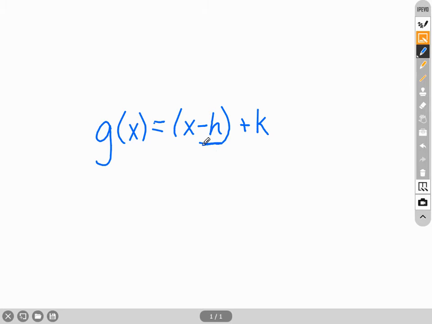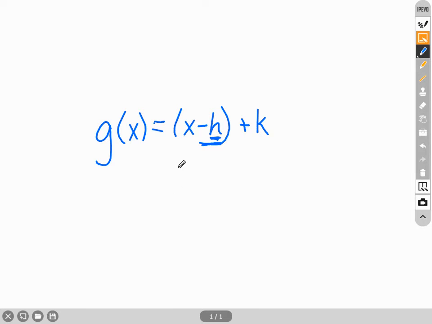Okay, so when I have my little formula, this is called the function g of x is equal to x minus h plus k. We're used to seeing y equals mx plus b. It's kind of the same thing. But what this does is what's inside of the parentheses. This value of h tells me if my graph shifts to the right or to the left.